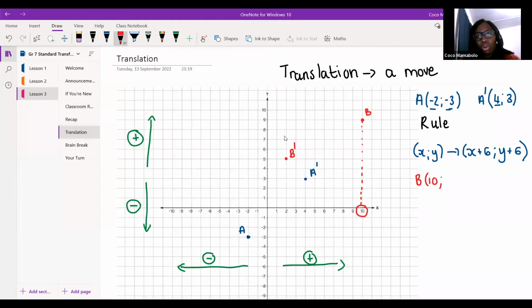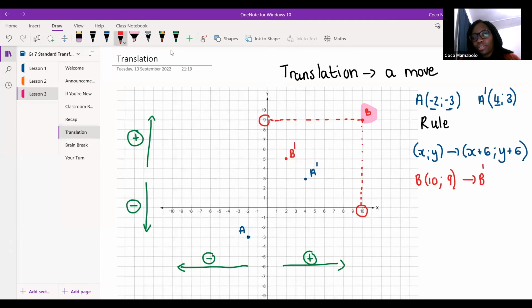And then I put a semicolon. And for my Y coordinate, I'm going to go all the way to my Y line. And my Y coordinate is going to be 9. So I'm going to write 9 and then close brackets. Okay, I'm going to switch colors. This one up top here, this is B. Then from there, I want to move from B to B prime.